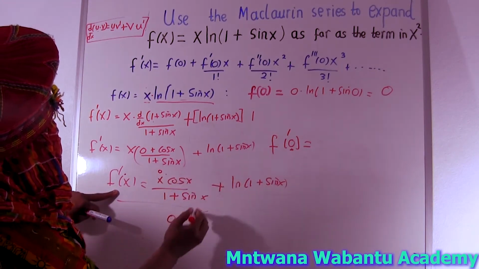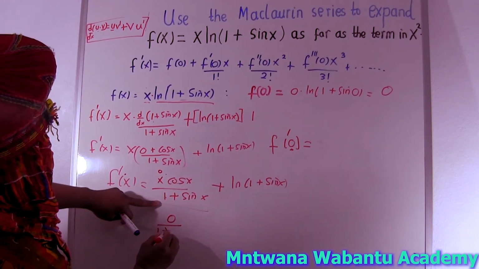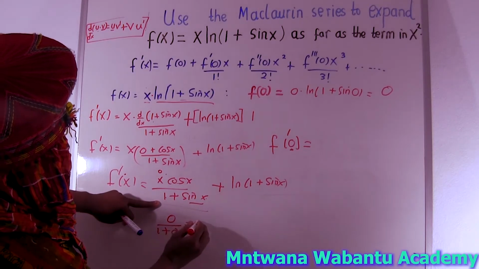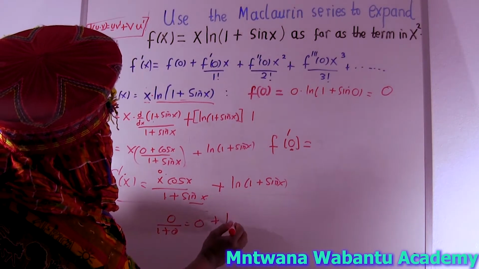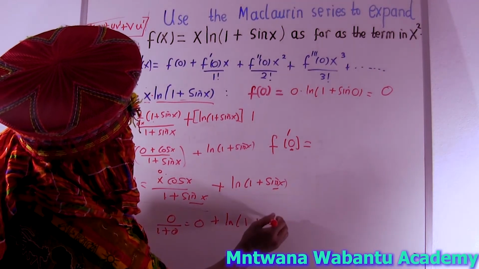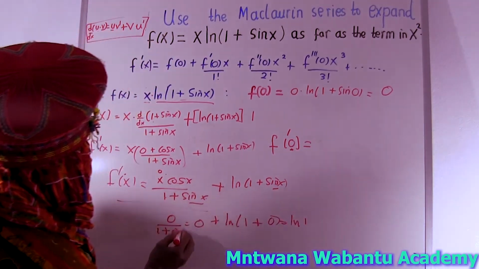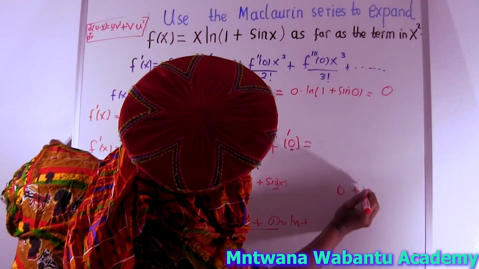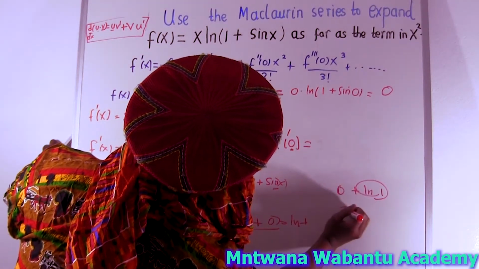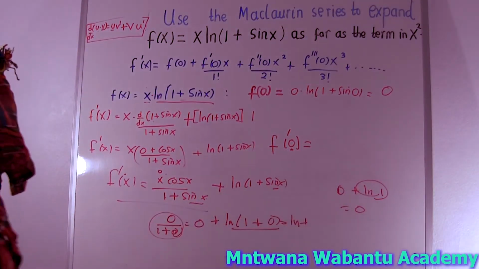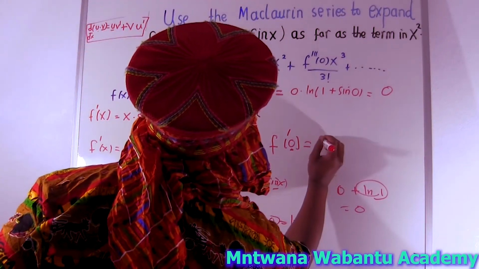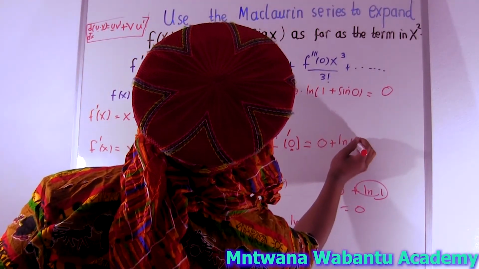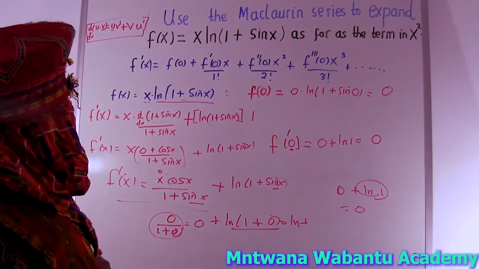0 times anything is 0. So on top we have 0 over 1 plus sin of 0, equal to 0. So here you get 0 plus ln of 1 plus sin of 0, which equals 0. So it's ln of 1, because it's going to be 0 plus ln of 1. Ln of 1 is always equal to 0. Plug it in the calculator, you're going to get 0. So everything is going to be 0 plus ln of 1, which is everything 0. You know what I'm saying?